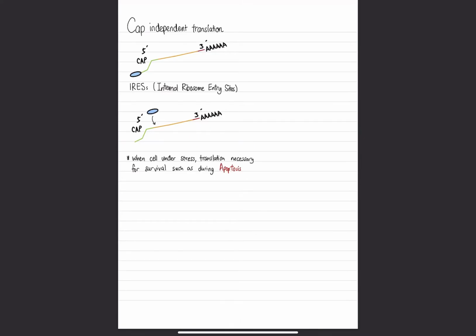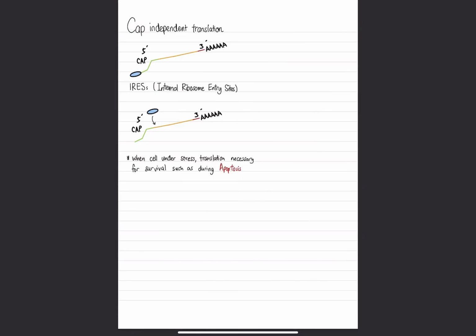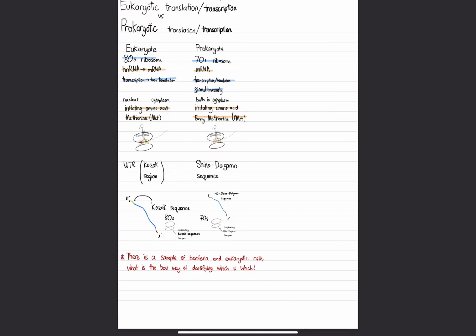And this is another difference, and I forgot to mention this in the previous video. We talked about the differences between eukaryotic and prokaryotic translation and transcription, and I forgot to mention that there's the 5' cap and the poly A. That should have been here. So hopefully you can add that in your head.